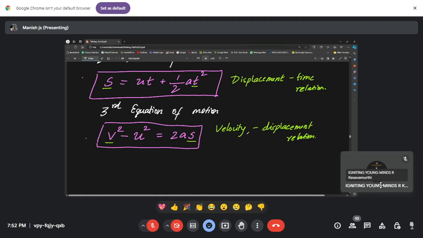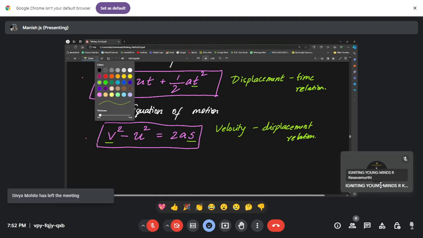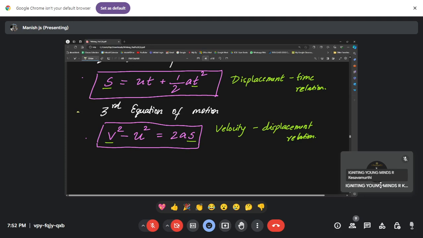It is independent of time. In certain cases, when you solve questions, you may not have time, but you may obviously have the displacement and velocity, or you may have displacement and acceleration. So in that case, using the third equation of motion would be a wise choice. Based on the given data, you will have to wisely choose which formula would be a perfect choice to solve your question. Okay, so that's something you will have to keep in mind. So the third equation of motion is independent of time. That means it does not have time as a variable.